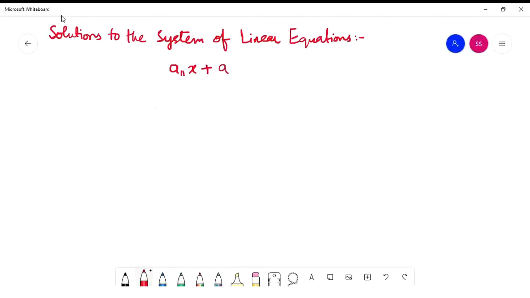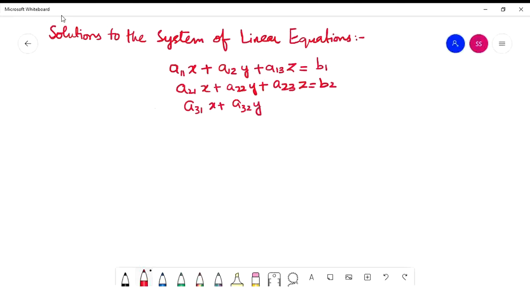If I write it as a11 x, a12 y, where x is the first variable, plus a13 z equals b1, and again a21 x plus a22 y plus a23 z equals b2, and again a31 x plus a32 y plus a33 z equals b3. So this is the system of linear equations.